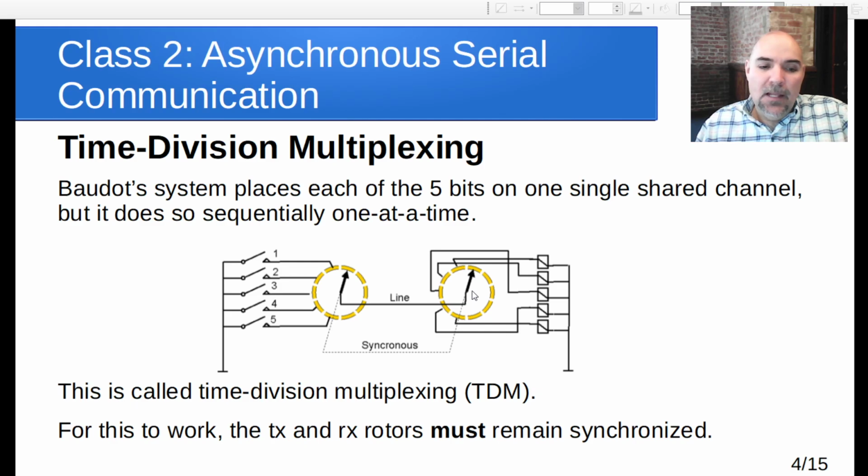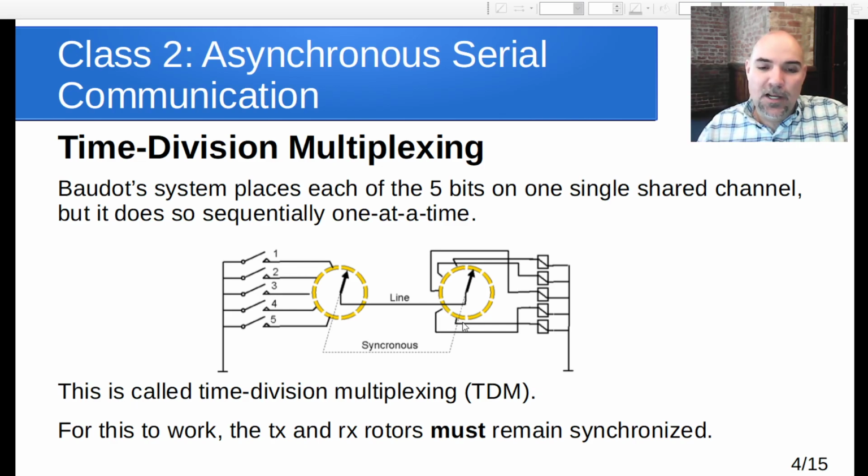Now for that to work, the transmit and receive rotors on each of the 2 ends have to remain synchronized. So in other words, if I'm on 1 here and this one is way before 1 over here, then the data is not going to get through in bit 1. Or if this one's on 2 and this one is behind and it's on 1, then bit 2 will be misinterpreted for 1 and so forth, and the data will all be garbled up and we'll get the wrong message.